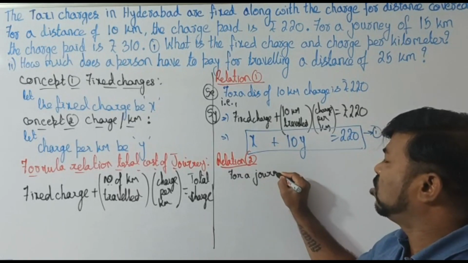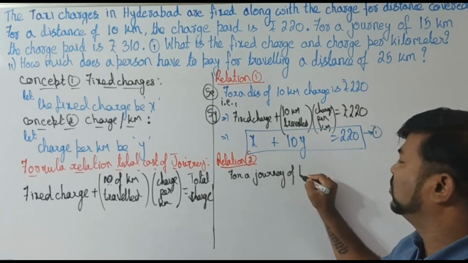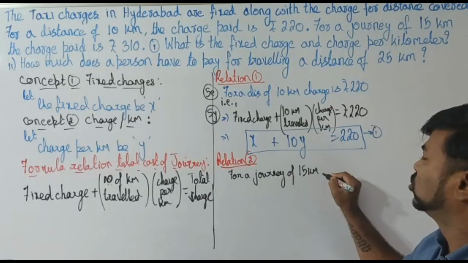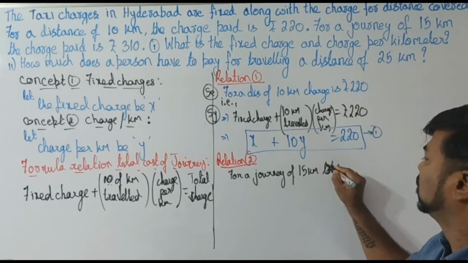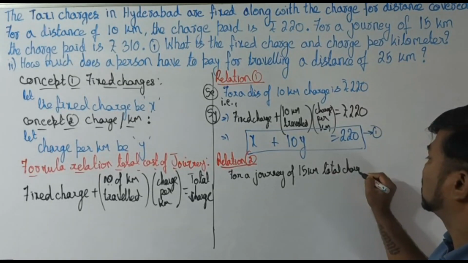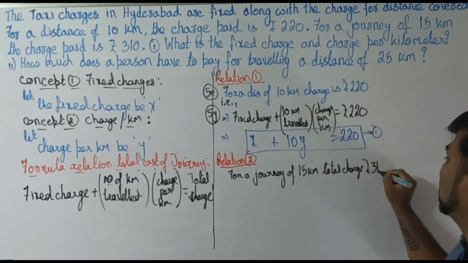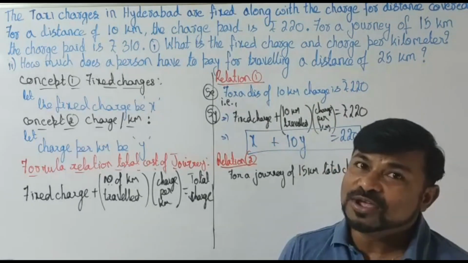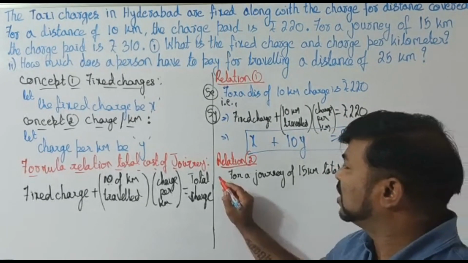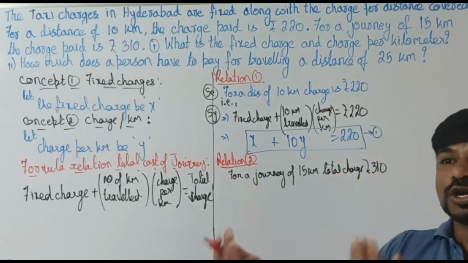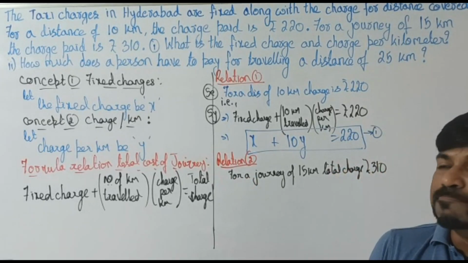For a journey of 15 kilometers, the total charge, the human charge, is nothing but 310 rupees. Now, I think you got it. Now this is nothing but sentence form. You have to convert it in terms of symbols.